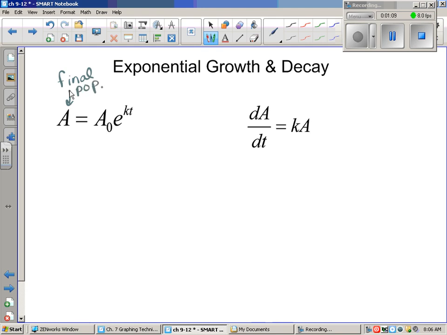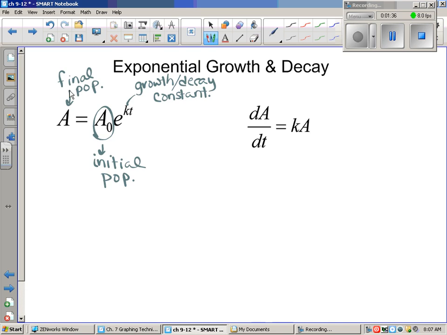Okay? And this is called A naught. This is not A sub 0, although some people might say that. Frequently in the math world, we don't say that. We will say A naught, and that means initial population. K is what we call the growth, and of course decay or decay constant, depending on what we're talking about. It is a constant.